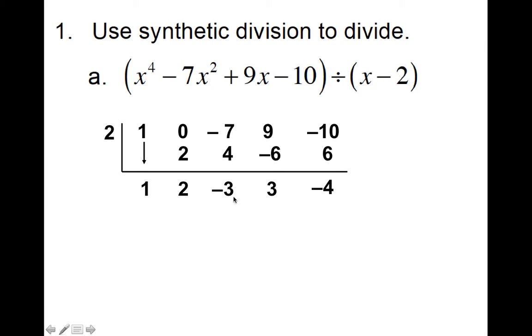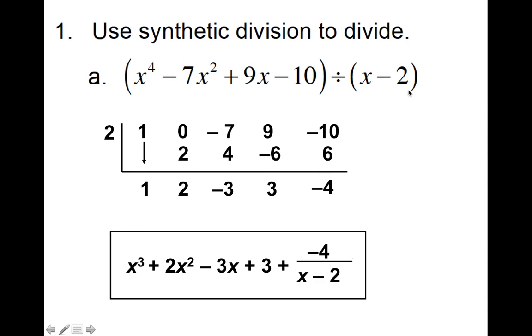So this is going to be rewritten now with the variables included. We have to drop the power by 1. So if this is x to the 4th, the power dropped will be x cubed. So now we have a 1x cubed, or just x cubed, plus 2x squared minus 3x plus 3, plus we have a negative 4 for our remainder over what we divided by, x minus 2. So that is our final answer.